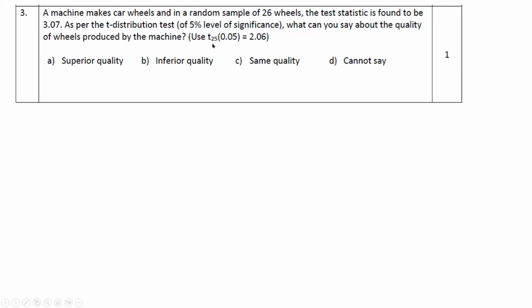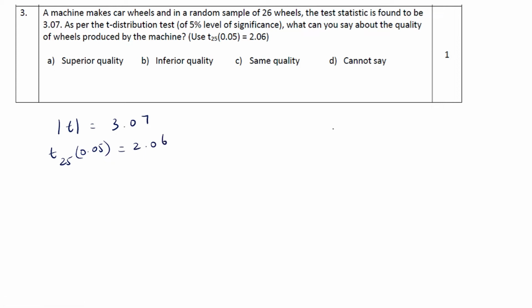We have the table value of T at 5% level of significance and 25 degrees of freedom as 2.06. Here it is given that a machine makes car wheels, and from a random sample of 26 wheels, the test statistic mod T was found to be 3.07, sorry. And here the table value of T for 5% level of significance and 25 degrees of freedom is 2.06.